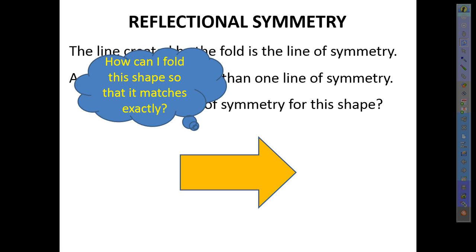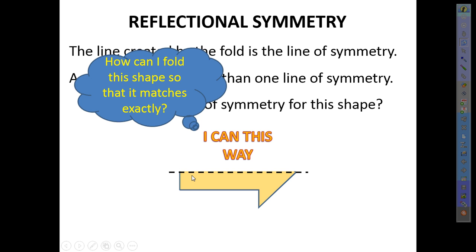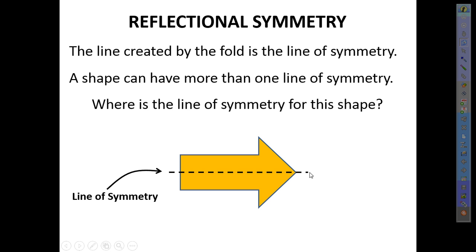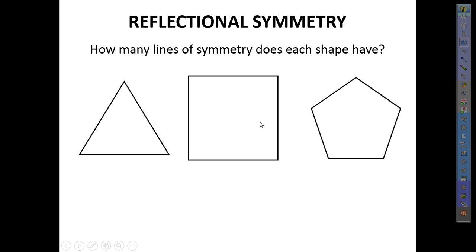Yeah, that doesn't work. But if we fold it long ways, along here, fold it over, okay, that way it matches up. It does have reflectional symmetry this way. So this would be a line of symmetry and a line of reflection. So how many lines of symmetry could each shape have? How many ways could we fold it and end up with the same shape?